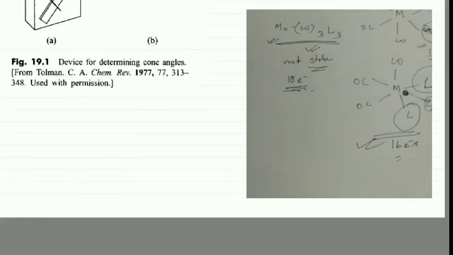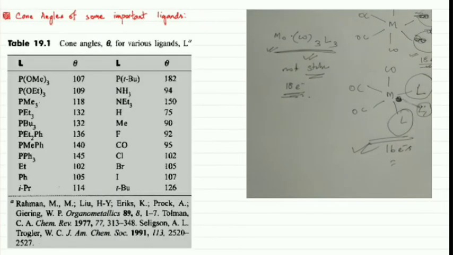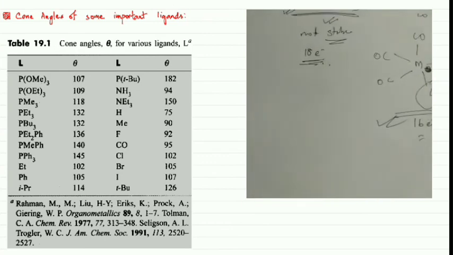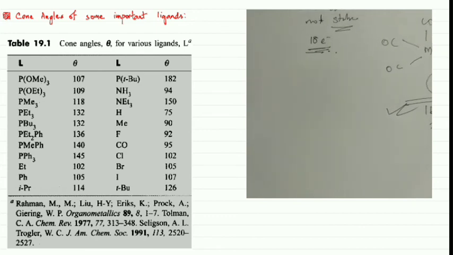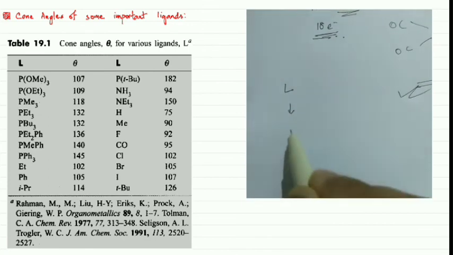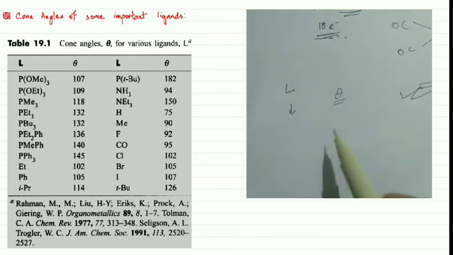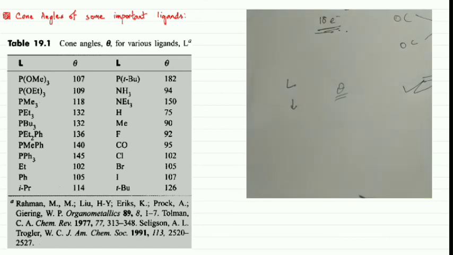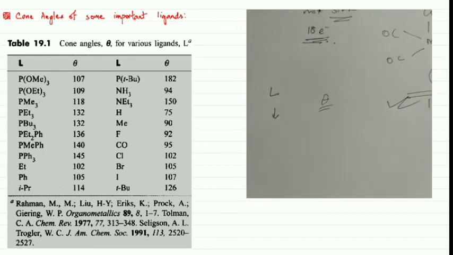In the next slide, they introduce one table here. Some important ligands are given, and also some cone angles. Here L represents a ligand and theta represents the cone angle. If you notice, almost all have less than 160 degrees, so that means they can follow the 18 electron rule. Okay, understand? I hope you understand up to this.